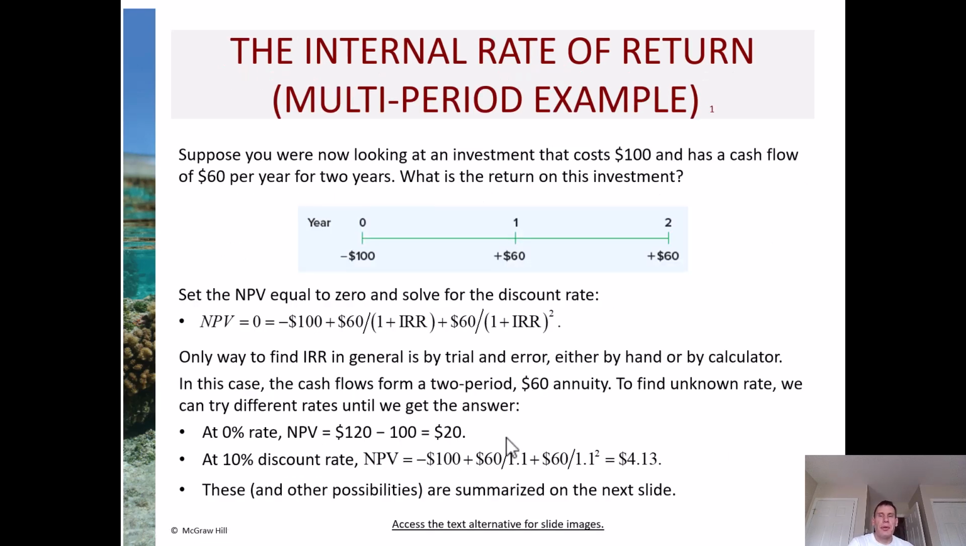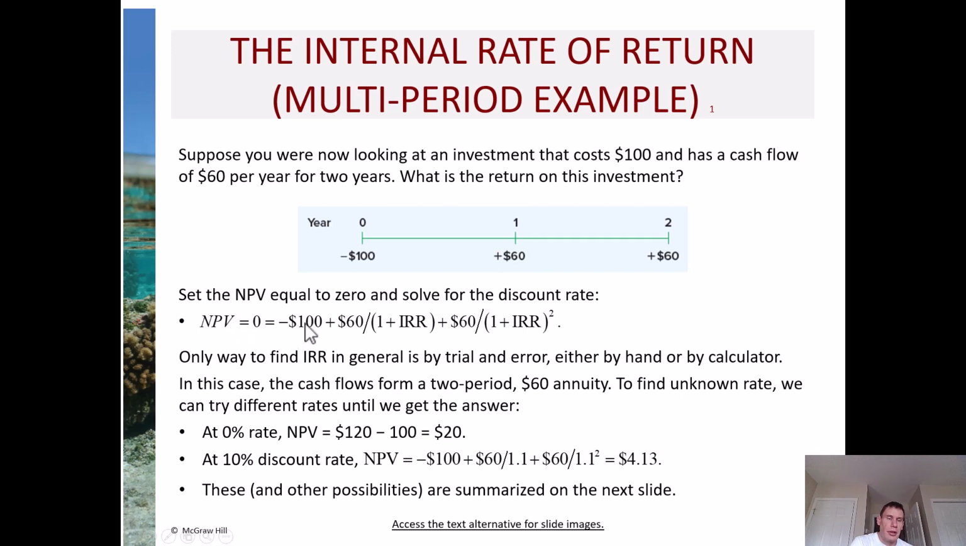So let's look at a multi-period example of IRR. Let's say you're looking at an investment that costs $100 and has a cash flow of $60 per year for 2 years. So what is the return on this investment? We've got $100 going out now, 60 at the end of year 1, 60 at the end of year 2. So we'll set the NPV equal to 0 and we'll just solve for the discount rate.